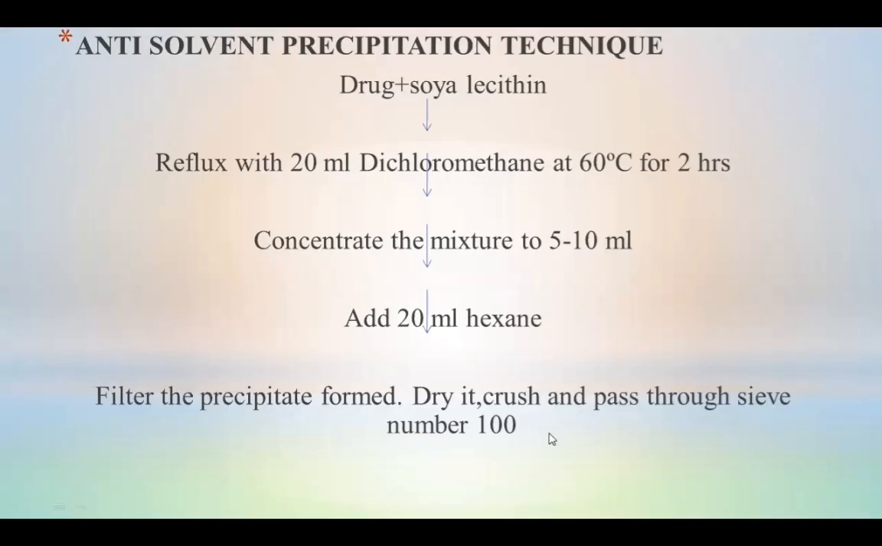The last method is the anti-solvent precipitation technique. In this technique, we take an appropriate amount of drug with soya lecithin and reflux with 20 ml of dichloromethane at 60 degrees Celsius for 2 hours. After this, concentrate the mixture to 5 to 10 ml and then add 20 ml of hexane. After addition of hexane, filter the precipitate formed, dry it, crush it and pass it through sieve number 100. This dried form is phytosome.